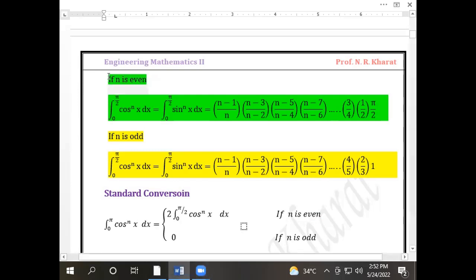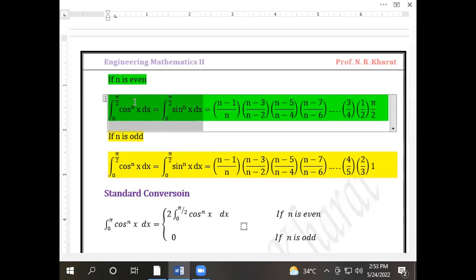First, we will see the standard conversion of these reduction formulae when the limit is changed from 0 to pi. So first we just see the previous one, how the reduction formula is found by simplification of the integration. Here, for n even, the reduction formula for either cos or sine, whose index is n, is the ratio of the real numbers up to 1 upon 2, multiplied by pi by 2.